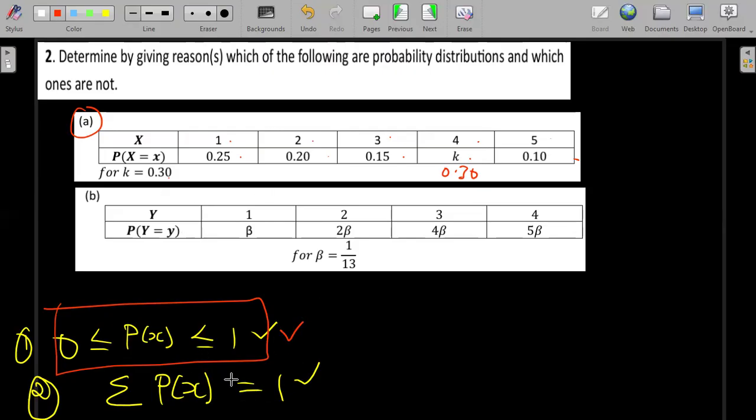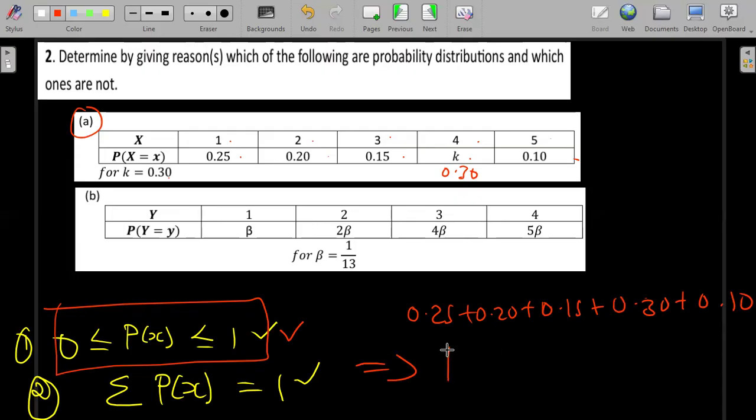The second one says the summation of all these probabilities should be 1. So let's add 0.25 plus 0.20 plus 0.15 plus the K we've been given at 0.30 plus 0.10. Let's add this and see if it gives us 1. 0.25 plus 0.2 plus 0.15 plus 0.3 plus 0.1. When I add, it's giving me 1. So it also obeys this condition.